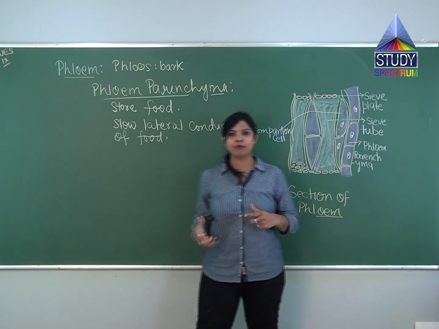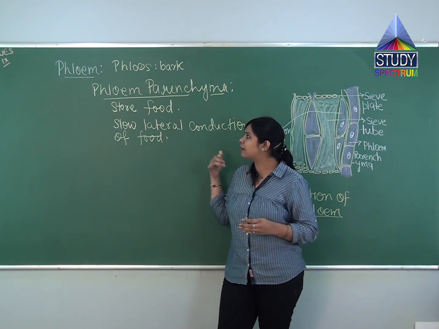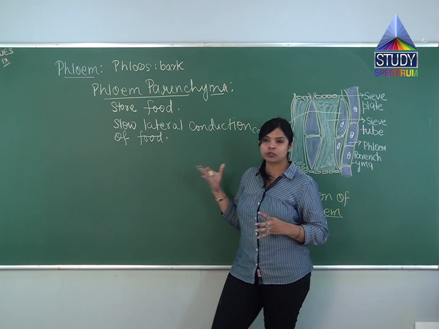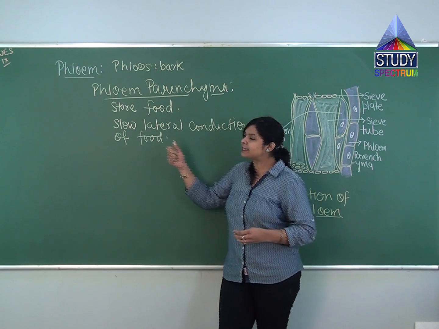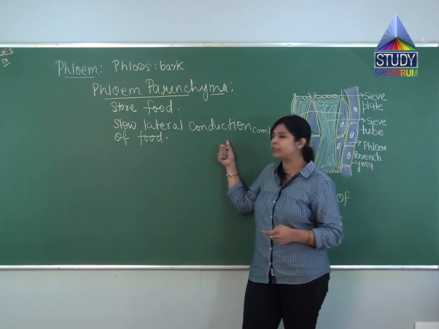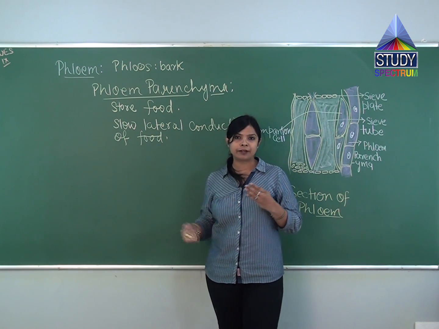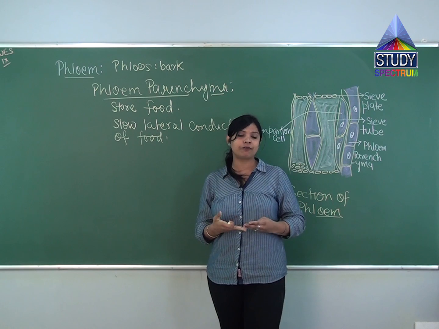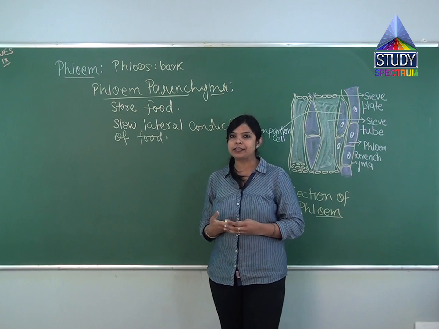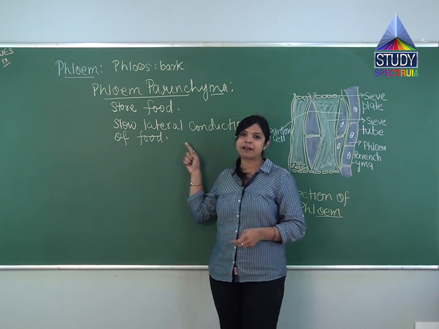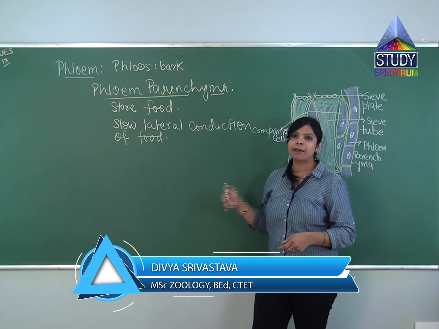If you recall in xylem, what is the role of xylem parenchyma? It helps to store food and for lateral conduction of water. So in phloem, what is its role? Same. Here it will help in the lateral conduction of food, as all parts of the plant need food. The sieve tube conducts food vertically, so these parenchyma cells will help in conduction of food laterally through the plant. So this is about the phloem parenchyma.